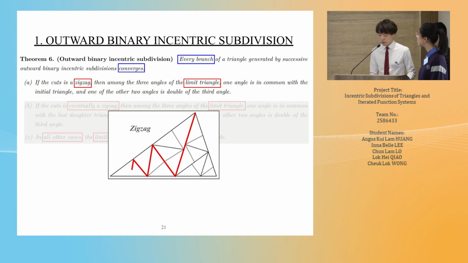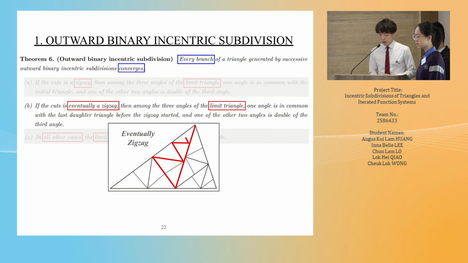In the outward binary case, the cuts evolve like a binary tree, and we have found that all descendant sequences generated along all branches converge, but to very few possible triangles. The zigzag case's limit is uniquely determined by the starting triangle. The eventually zigzag case's limit triangle is uniquely determined by the starting triangle and where the zigzag begins.